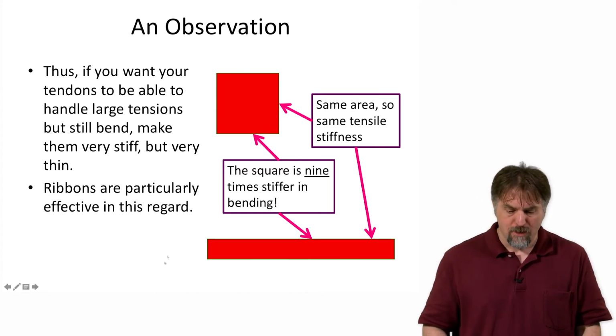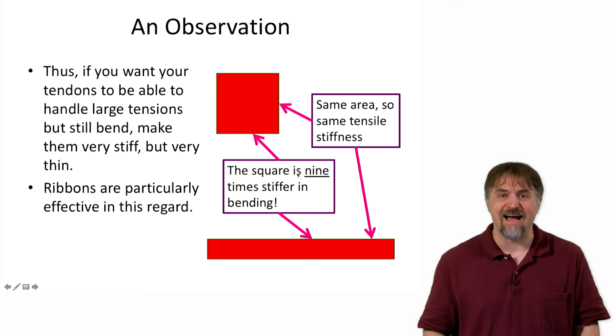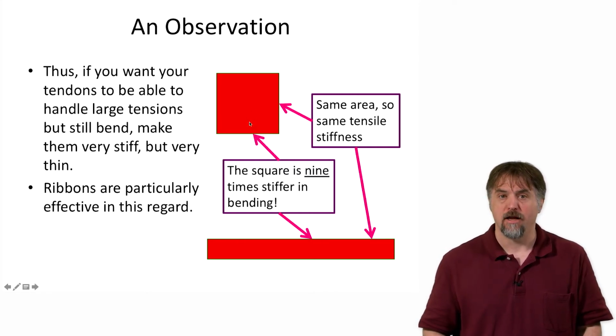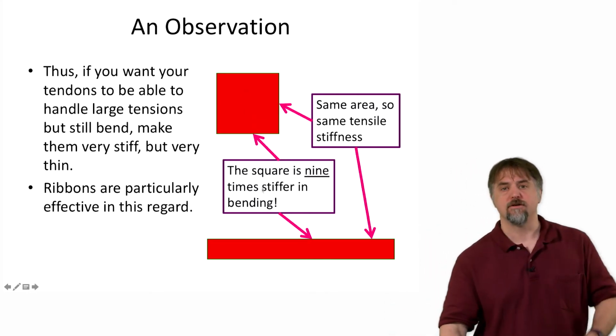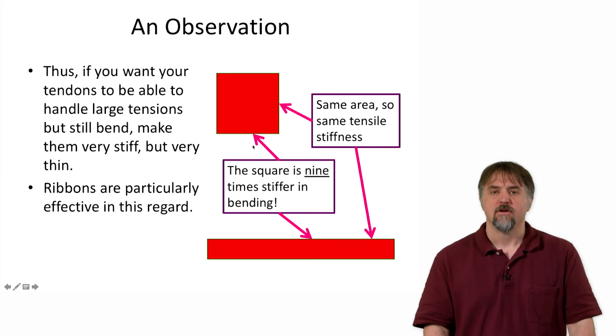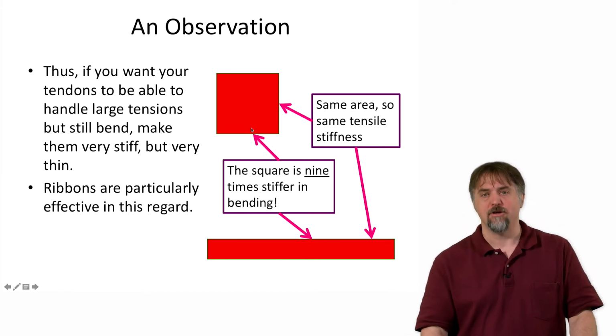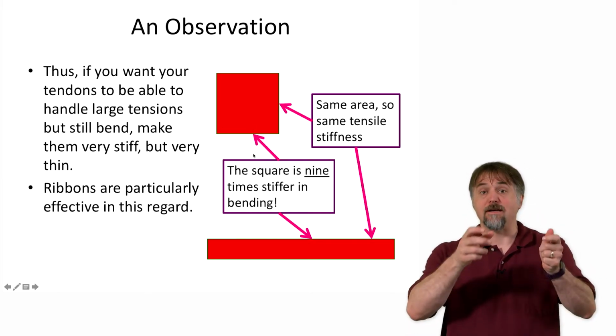But the square, where am I? Here it is. The square is 9 times stiffer in bending because it's 3 times as thick, and you get a factor of h cubed here versus here. So you get an h cubed here and an h here, so it ends up being 9 times stiffer in bending.